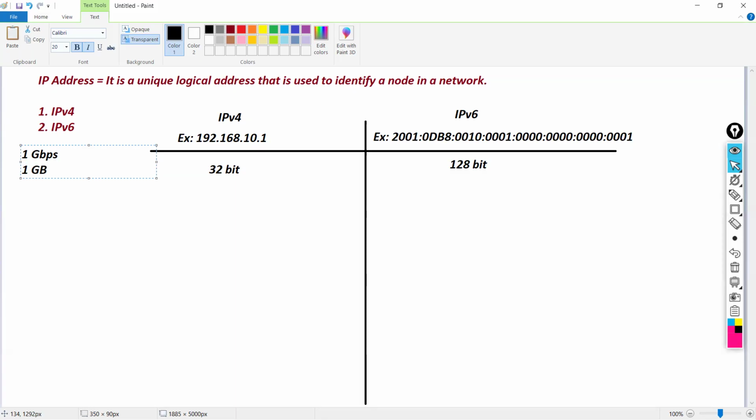The difference between bit and byte. 1 byte equals 8 bits. So when they say they will give you 1 Gbps, they will give you 1024 gigabits per second. If you convert it into bytes, which is what you are actually thinking, you will have to divide it by 8. When you divide it by 8, what do you get?